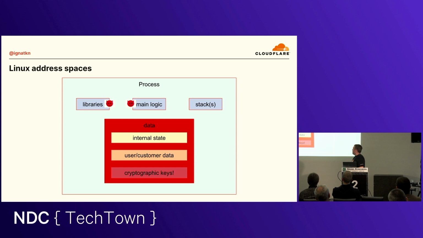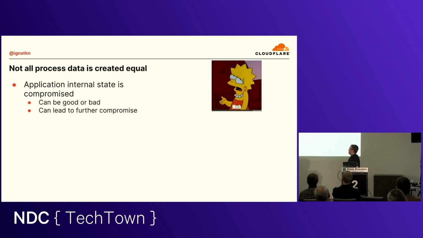Yeah, but if we adopt these categories, we can say that not all process data is created equal. So what if application internal state is compromised? Well, it depends on the logic of your application. If the malicious code can, for example, influence some control data structures, it can probably lead to a further compromise. But again, it all depends on your application. If something can only read your internal state, maybe it's not a big deal, right?